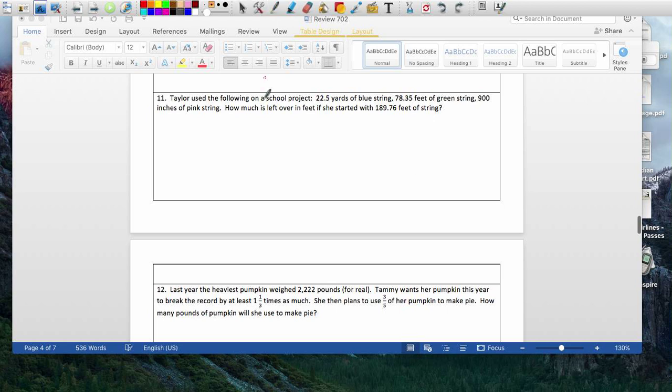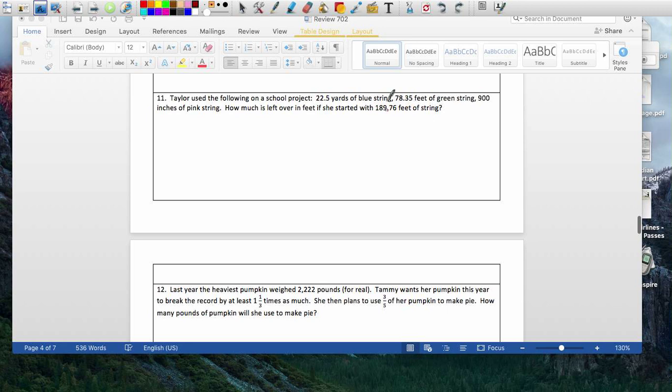Taylor used the following on the school project: 25.5 yards, 70 of greens, feet, 900 inches. How much is left over in feet? If she started with 187.